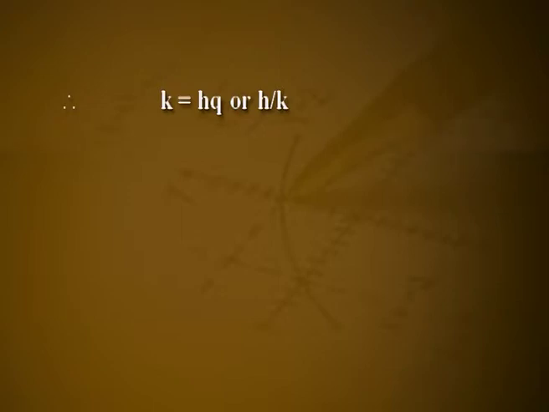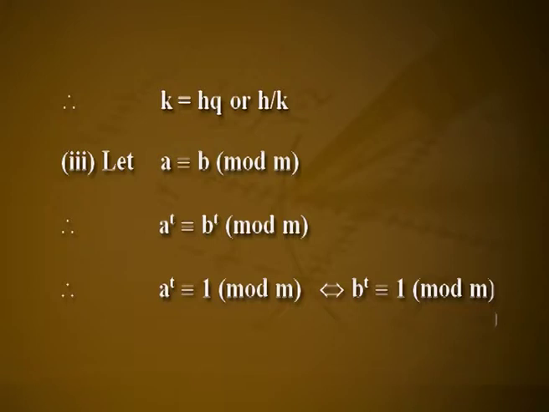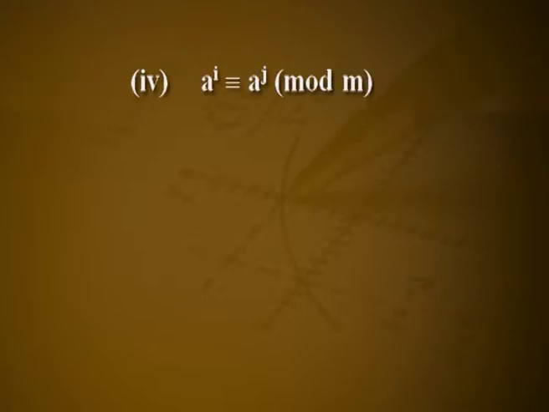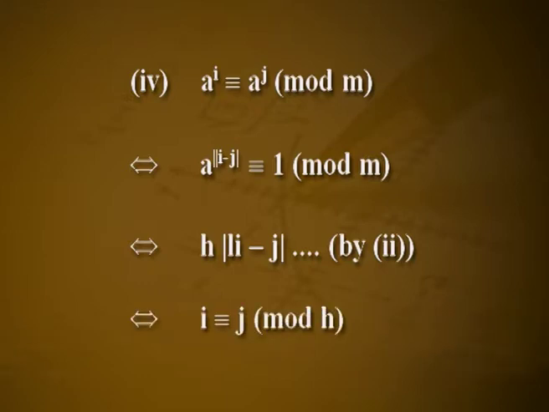which implies k is equal to hq, or h divides k. 3. Let a be congruent to b mod m. Then a raised to t is congruent to b raised to t mod m. a raised to t is congruent to 1 mod m if and only if b raised to t is congruent to 1 mod m. That is, a and b have the same exponent h modulo m. 4. a raised to i congruent to a raised to j mod m implies a raised to mod i minus j is congruent to 1 mod m, which implies h divides mod i minus j by 2, which implies i is congruent to j mod h.